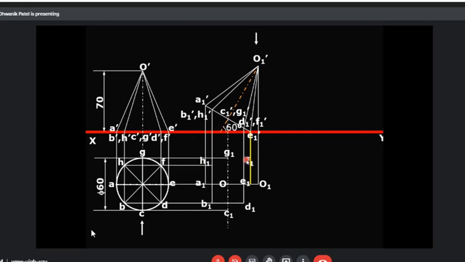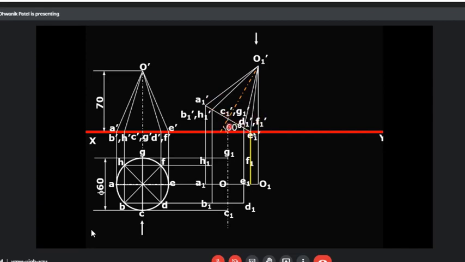Now what will you do here? You will observe this object. You will see this object from the top. So if the cone is inclined at 60 degrees and you see this object from the top, what will happen? You will see only half portion of the cone visible. Tell me which half portion will be visible here: E1 dash, B1 dash, H1 dash, C1 dash, G1, D1 dash, and F1 dash?